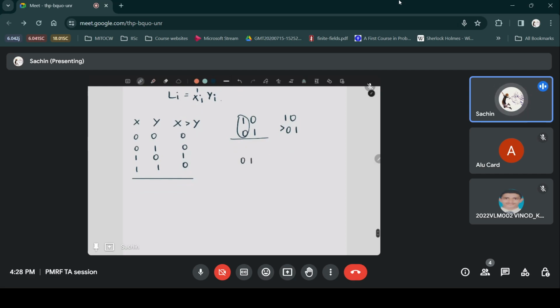Suppose the numbers were in opposite order. We are checking if 01 is greater than 10. Then you would check the MSB. They're not the same. So you check if 0 is greater than 1 or if it is lesser than 1. 0 is actually lesser than 1. So you would say 01 is smaller than 10.